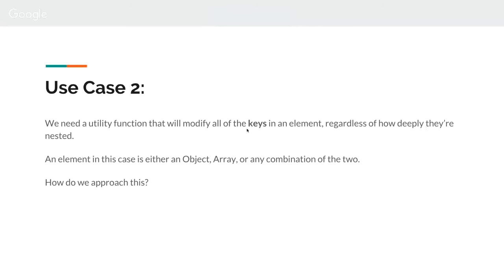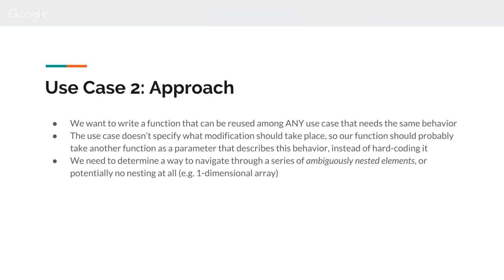So we need a utility function that will modify all of the keys in an element, regardless of how deeply they're nested. Again, an element is an object, an array, or a combination of the two. How do we approach it? The approach is going to be the exact same. We want to write a function that can be reused across any use case. We don't really want to specify what the modification is. We want the client to pass in a function that tells our function what it should be doing. And finally, we need to determine a way to navigate through these series of ambiguously nested elements.